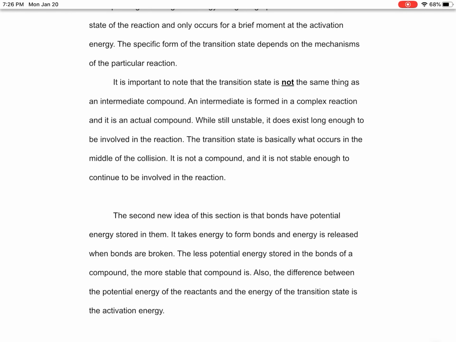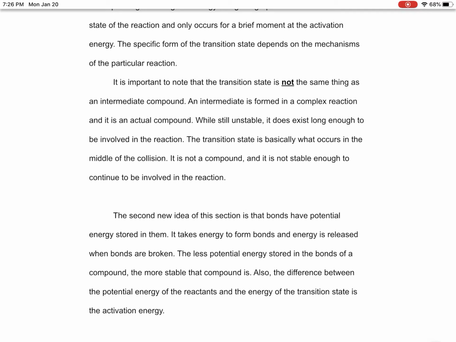It's important to note that a transition state is not the same thing as an intermediate compound. Okay? An intermediate compound is formed in a complex reaction, and it is an actual compound. Now, it's still unstable, but it actually exists long enough to be involved in the reaction. The transition state is basically what occurs in the middle of a collision.